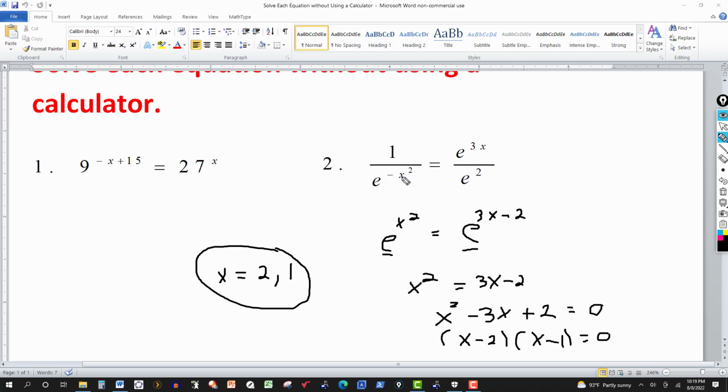You can easily check it here. Put a 2 right here where the x is. It becomes a 2 squared. And remember, this squared doesn't apply to the negative, so it's 2 squared. It's 4, and then the negative stays. So bring it to the numerator. It becomes e to the 4 on the left side. And the right side, put a 2 right here. That's a 6. e to the 6 over e to the second. Subtract the exponents. e to the 4. So it checks.